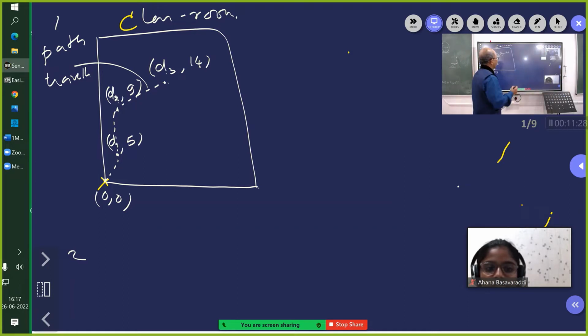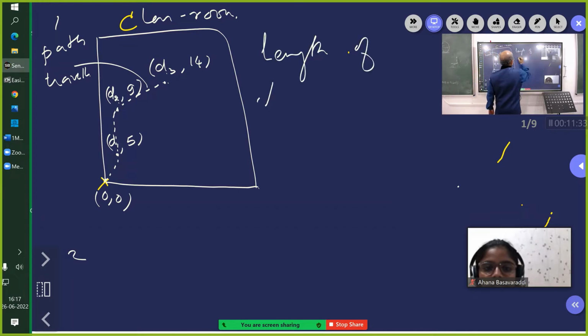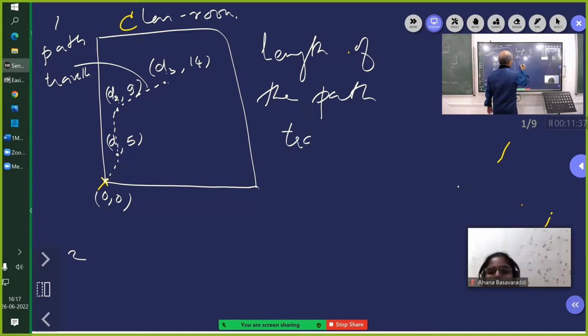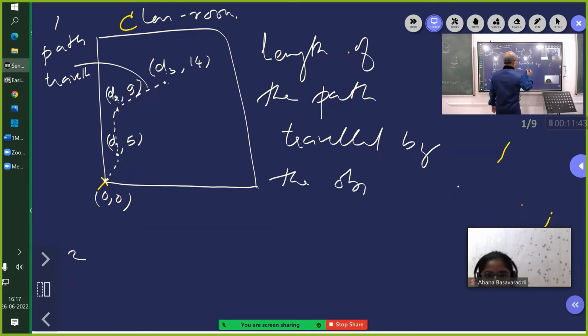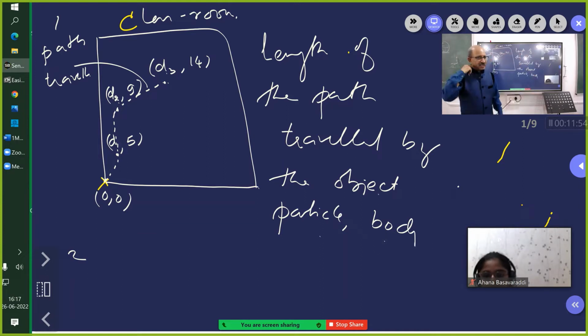Okay? So, see here. Now distance is what? Length of the path traveled by the object. You can use the word object, or particle, or body. There is a difference between all of them, but I will let you know later. At this stage, let's not get into too much of those details. So, length of the path traveled by a body.